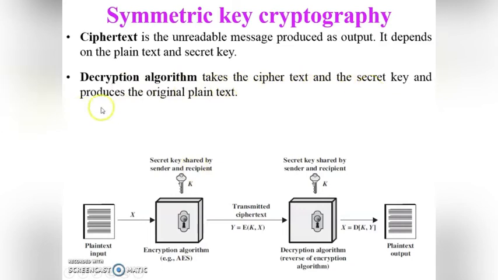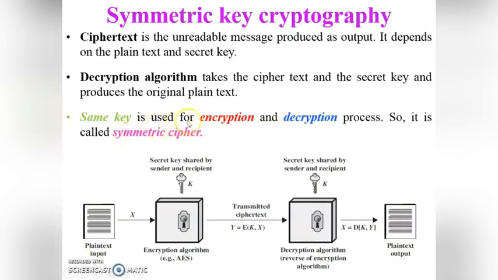Fourth, ciphertext. Ciphertext is the unreadable message produced as output. It depends on the plaintext and secret key. So the input of the encryption algorithm is plaintext and secret key, and the output of the encryption algorithm is ciphertext. Whenever ciphertext is generated, it is transmitted to the receiver side through a secure channel, or we can say a secure medium.